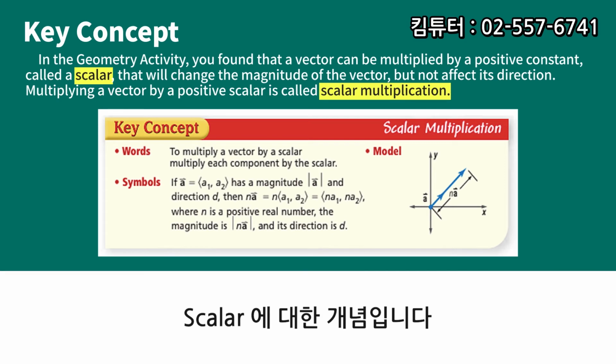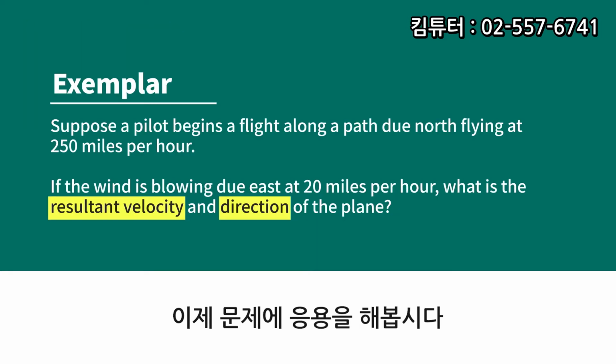The first key concept is about scalars. You found that a vector can be multiplied by a positive constant called a scalar that will change the magnitude of the vector, but not affect its direction. Multiplying a vector by a positive scalar is called scalar multiplication. So applying this key concept, let's take a look at this question.